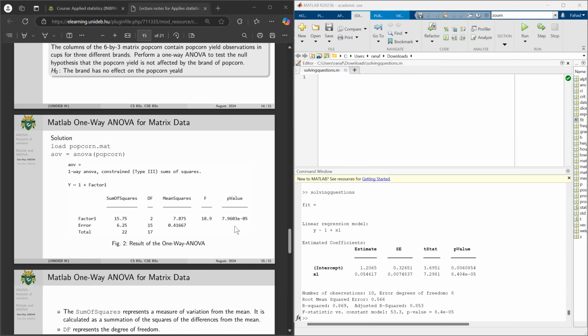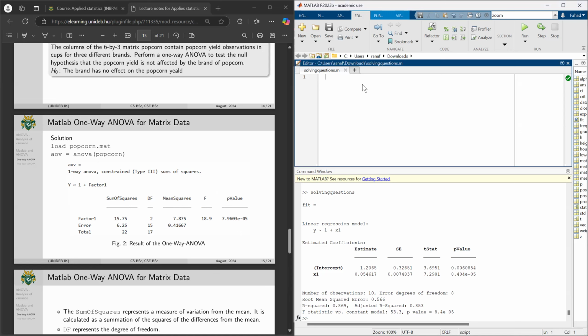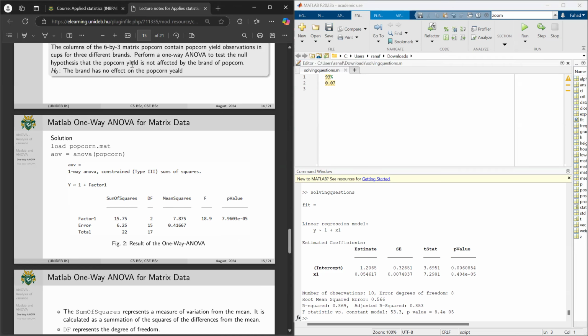So for the P value, we will be given an alpha. Maybe we will be given a confidence, let's say 93%, which means 0.07 alpha. So we compare the p-value to the alpha. If the p-value is smaller than the alpha, it means our null hypothesis is rejected. What is the null hypothesis? That the popcorn yield is not affected by the brand of popcorn.